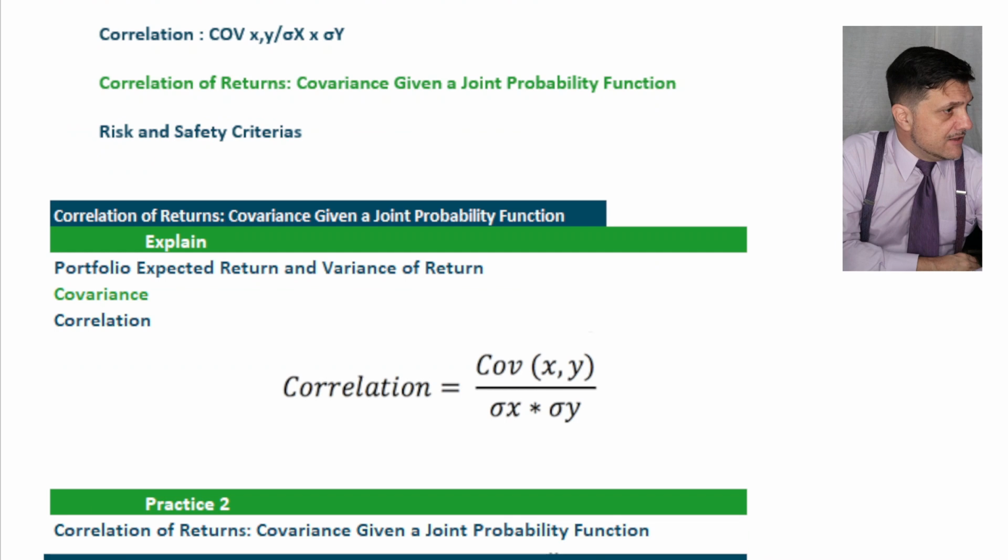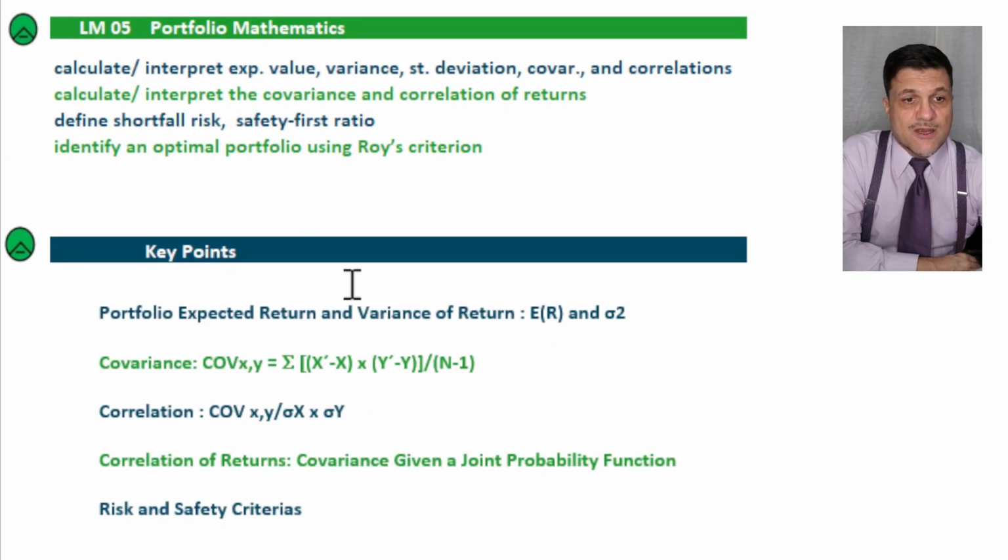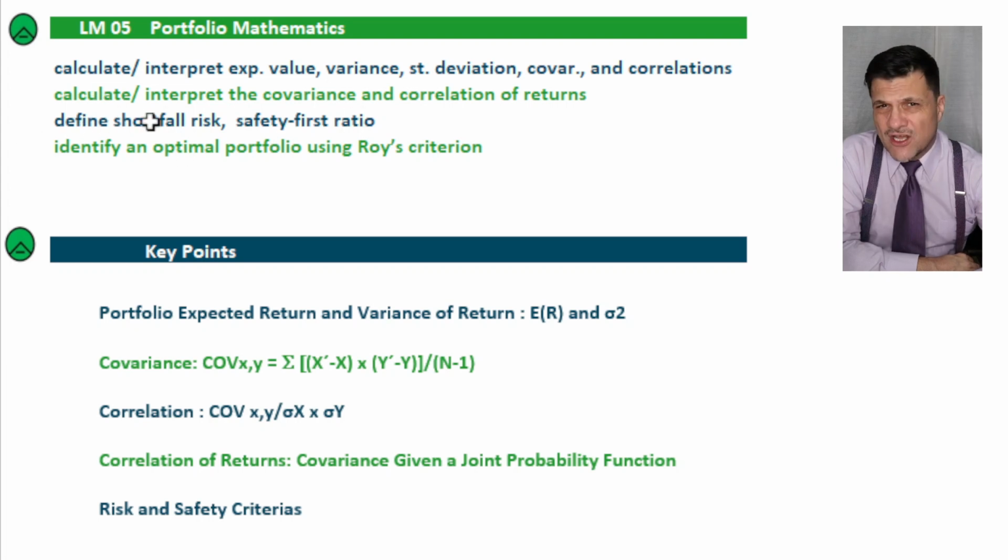Good. Let's see if I covered everything and then finish this video, because I told you it was relatively short. All right, calculate expected variance, deviation, covariance, and correlation. We already addressed that. Define shortfall risk. I did not define shortfall risk.